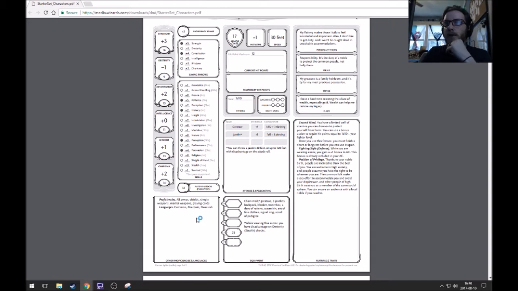Draconic, which is the language of dragons, and Dwarvish, which is the language of dwarves. If you need any more information about dwarves or dragons, I suggest reading The Hobbit. It's a good treatise on both of those.